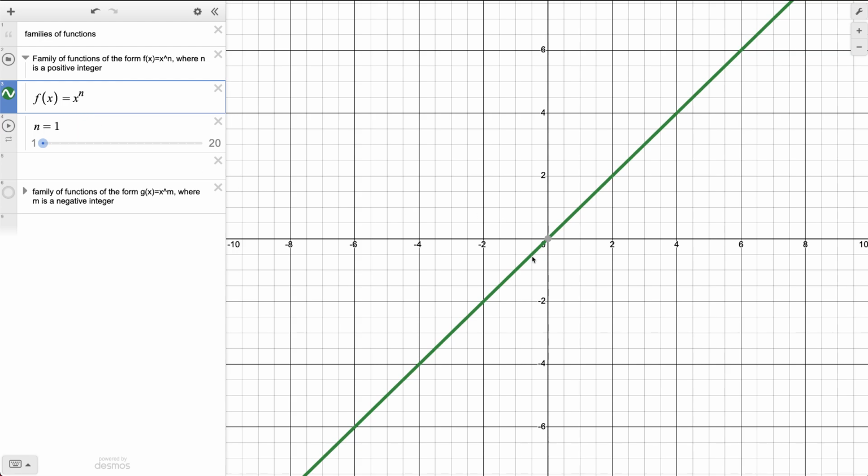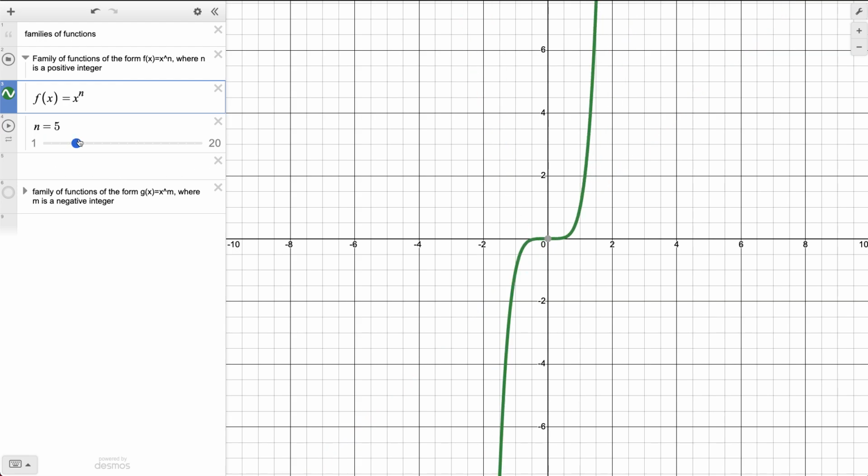So this particular graph is f of x equals x to the first power, and here we have f of x equals x to the fifth power. And so this whole collection for all values of n is a family of power functions. Okay. And so this is the family of power functions where the power is a positive integer. All right.